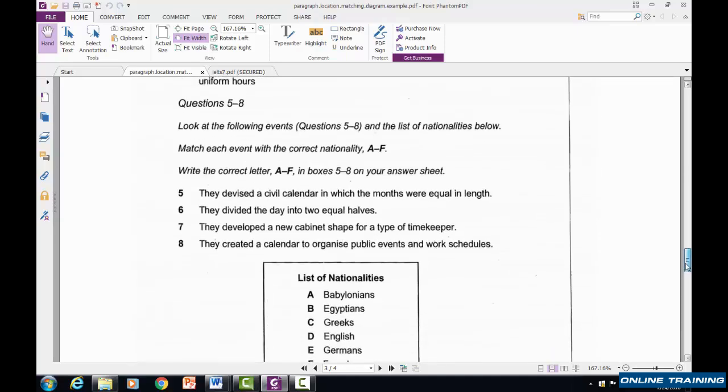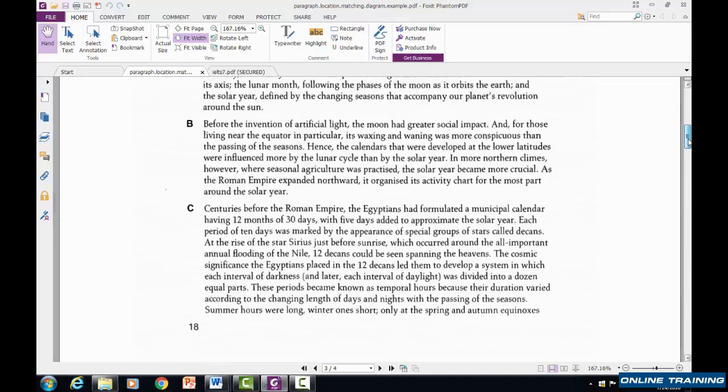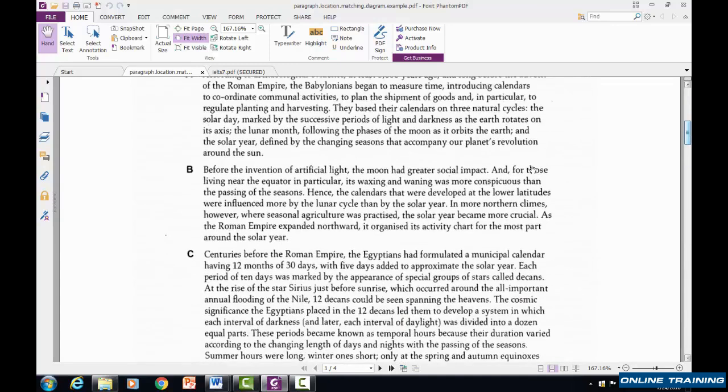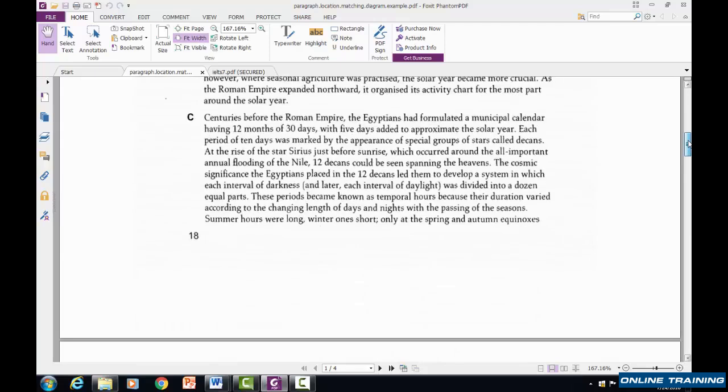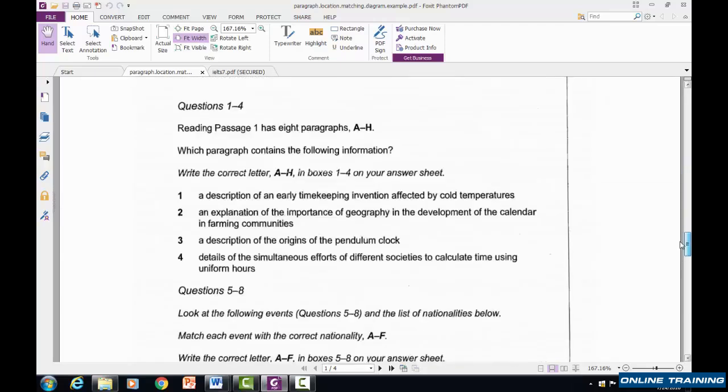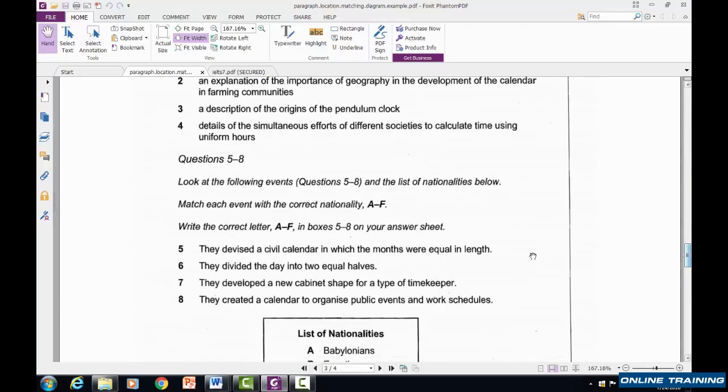Now let's go look for Egyptians. Here are Egyptians right here. The Egyptians had formulated a municipal calendar having 12 months of 30 days. All right, 12 months of 30 days. And we can see that's a match for right here: civil calendar in which the months were equal in length. So number 5 would be A.